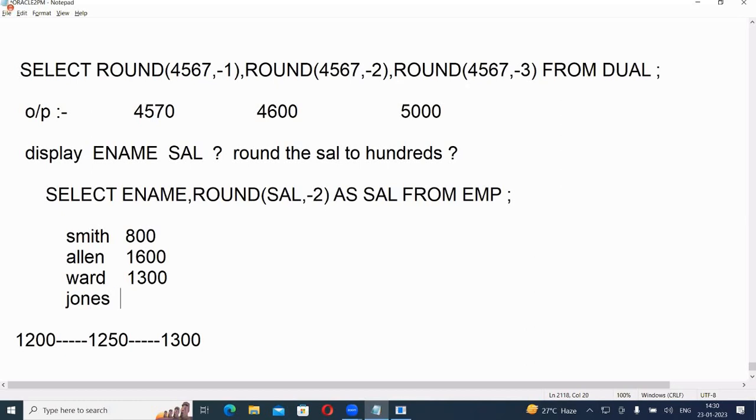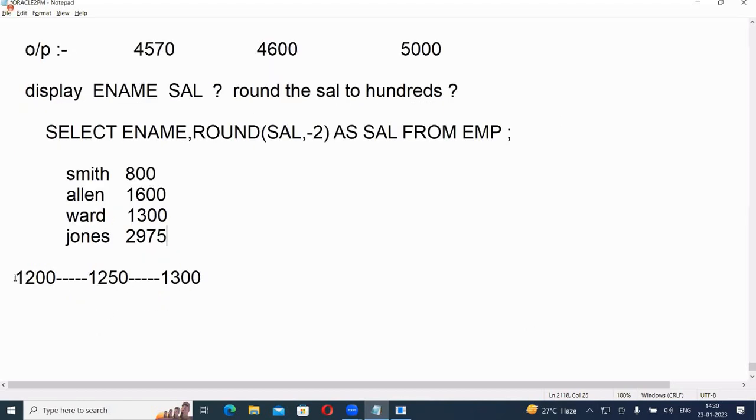Next one is Jones. His salary is actually 2975, but you are rounding the salary to minus 2. Then 2975 is between 2900 and 3000. What is the average? 2950. Is 2975 below average or above average? Above average, rounded to the highest, 3000. So this is rounded to 3000. That's all.